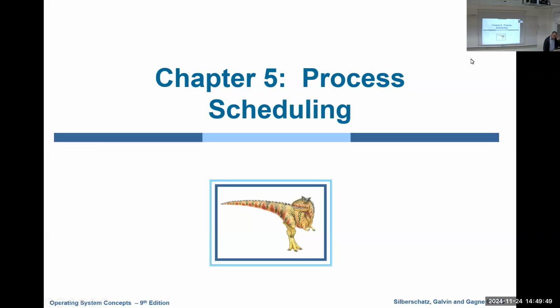Today's lecture is, as it says here, process scheduling. We're now going to start talking a little bit about some basic algorithms for choosing which process will get the CPU. That's one of the things that the operating system has to do: allocate resources in a fair and equitable way. Now, fair and equitable can be defined in different ways.